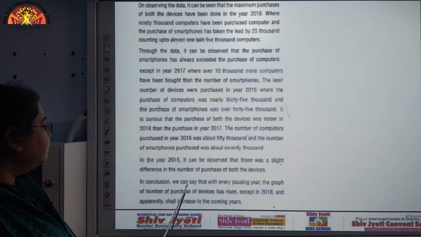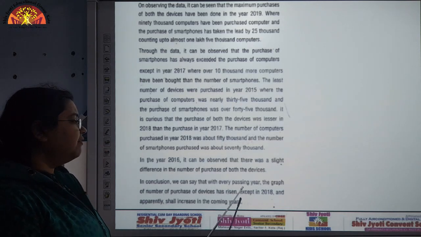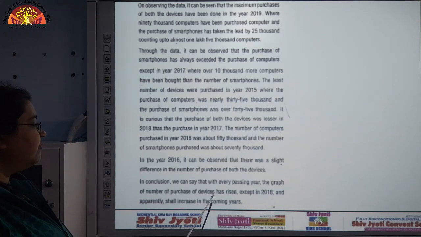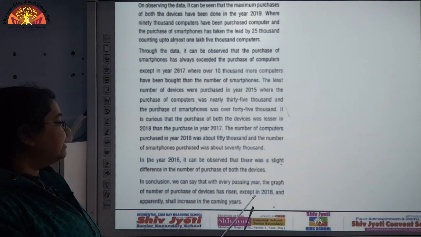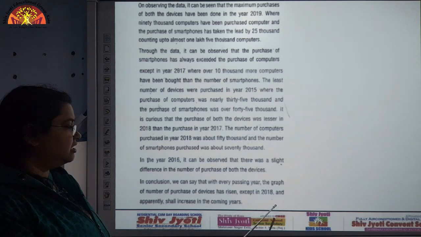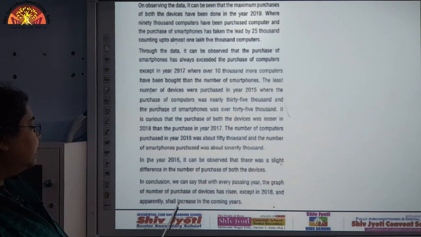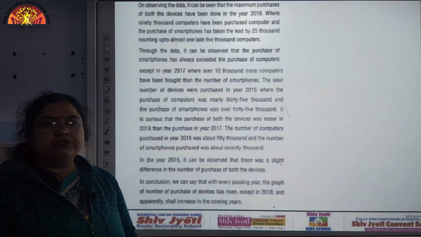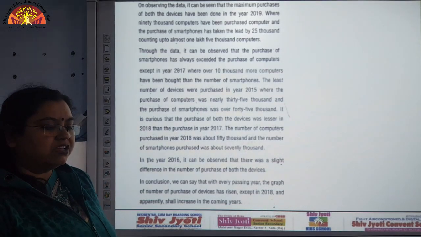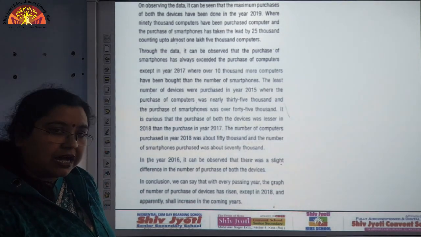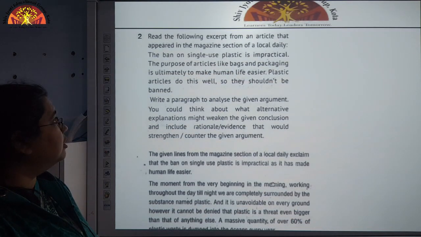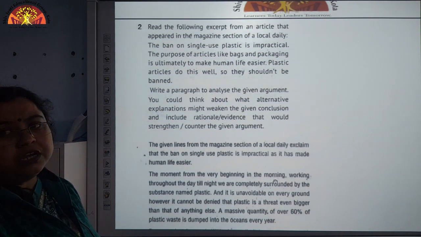In conclusion, we can say that with every passing year, the graph of the number of purchases of devices has risen except in 2018 and apparently shall increase in coming years. So, this is your conclusion which you have drawn on the basis of the graph which is being given to you. Now, let us move to one more question here which is based on cues.